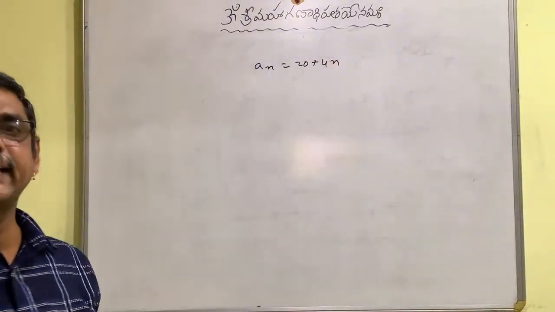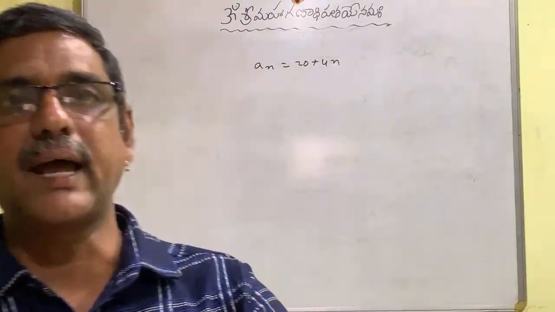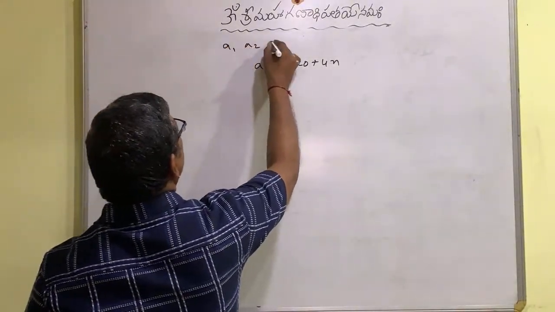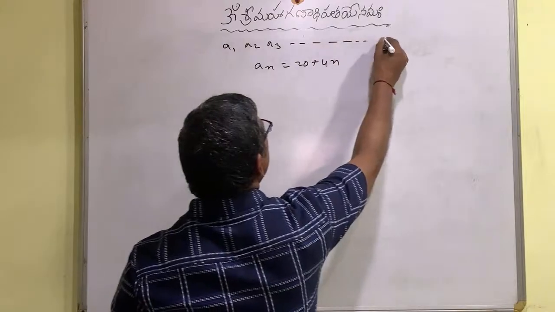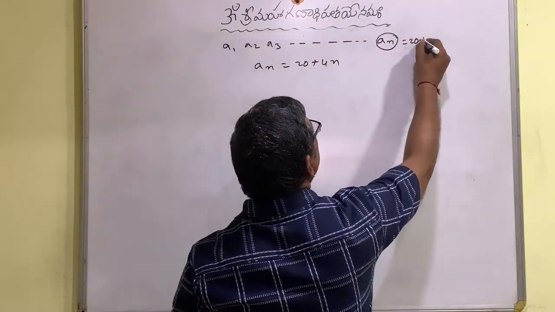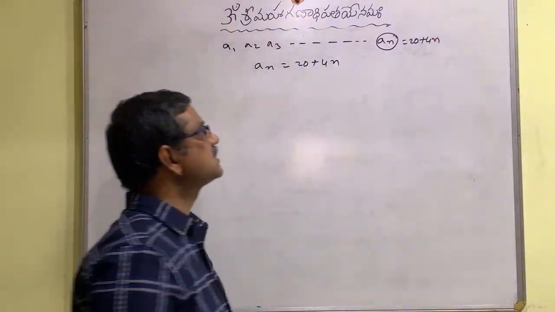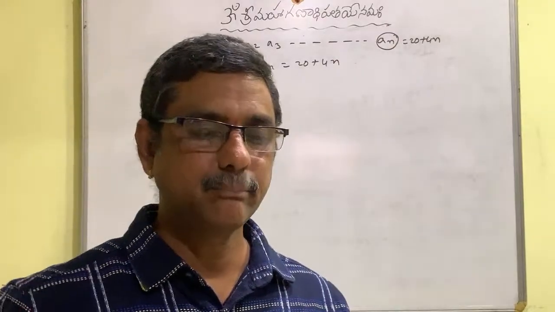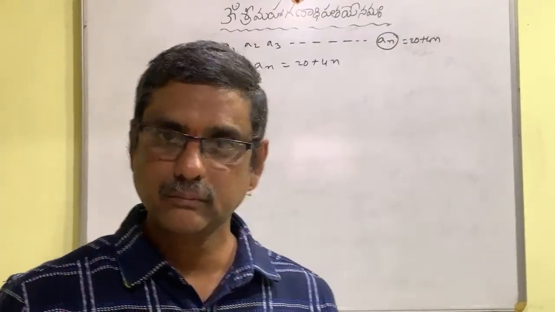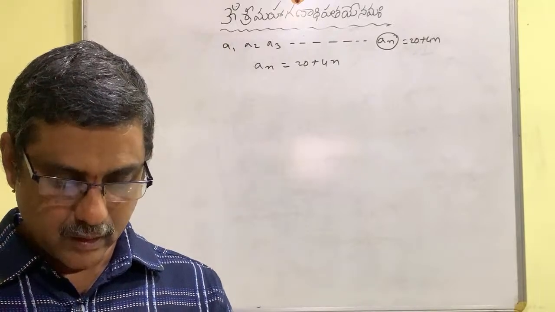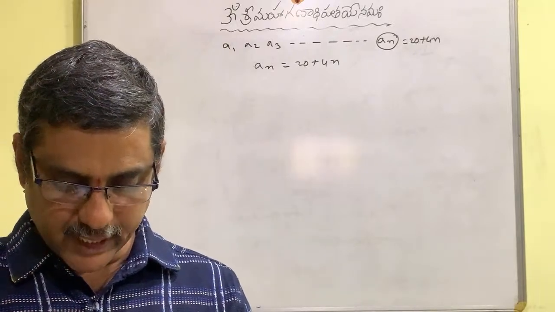The number on the nth spot. That means these are the numbers, and the number at the nth spot is 20 plus 4n. That is what you have to understand. Now, what is the first question he is asking?